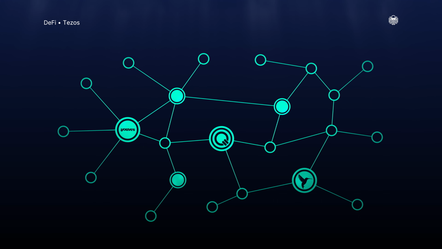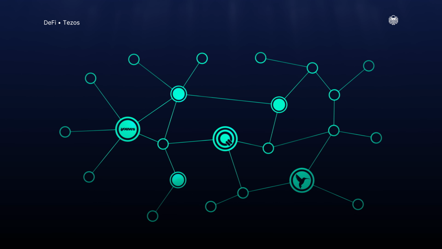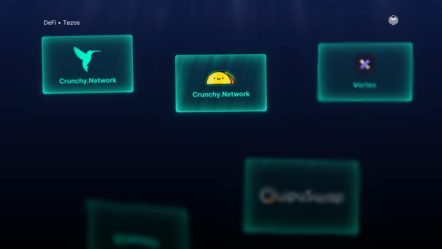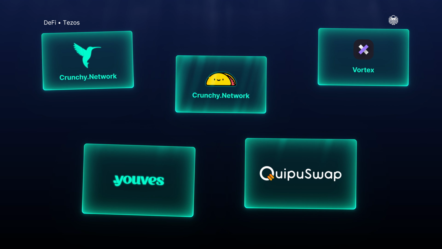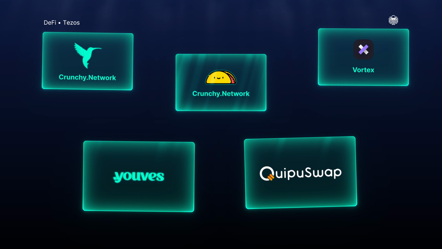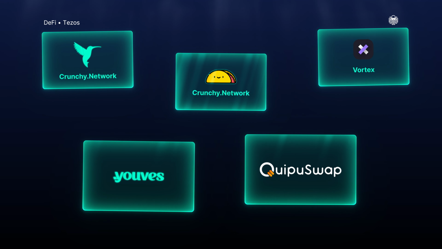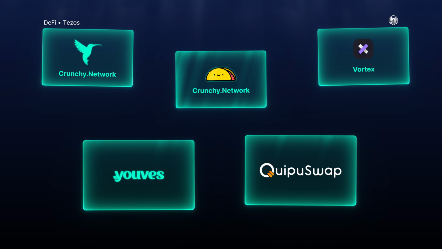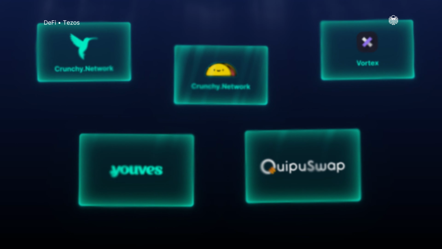These conclusions can be drawn from the experience of other blockchains, where several successful new products were able to draw attention to the whole ecosystem. Famous apps on Tezos include KeePuSwap, Uves, Crunchy Network, Colibri, Vortex, etc.